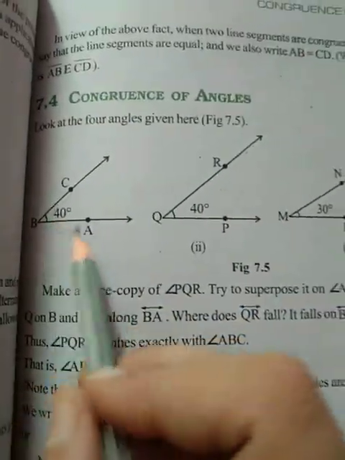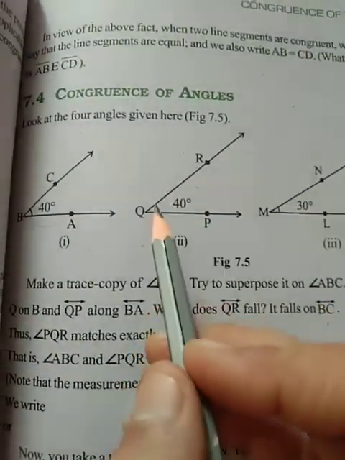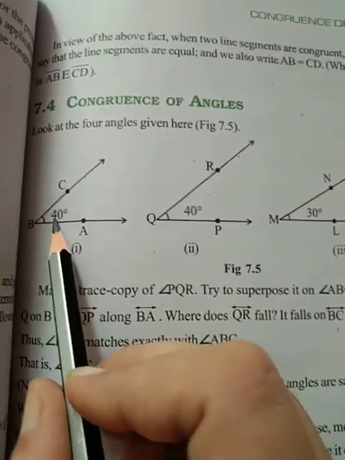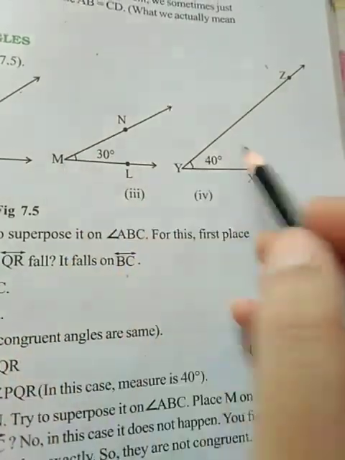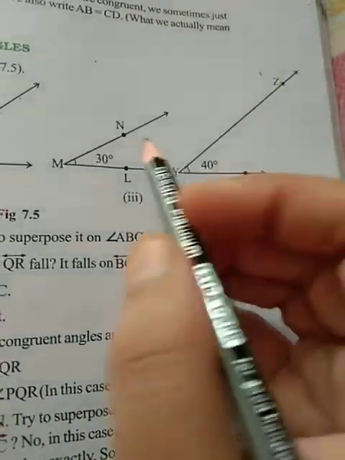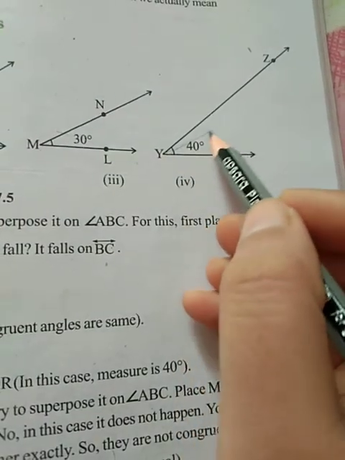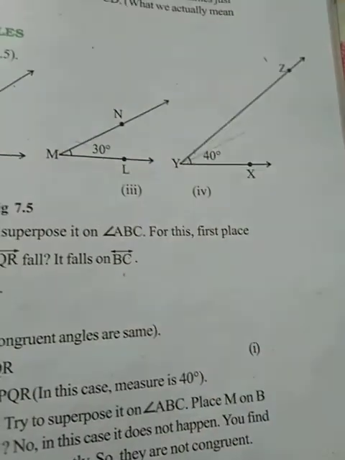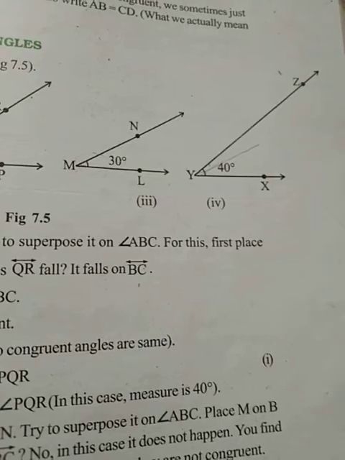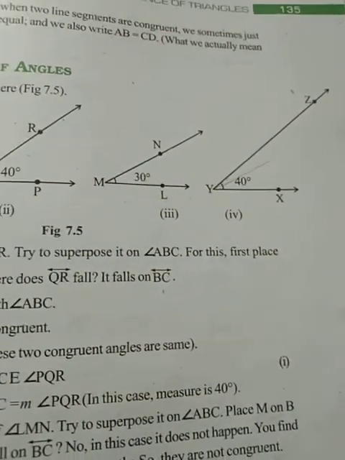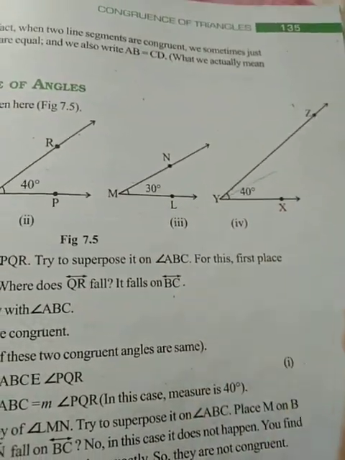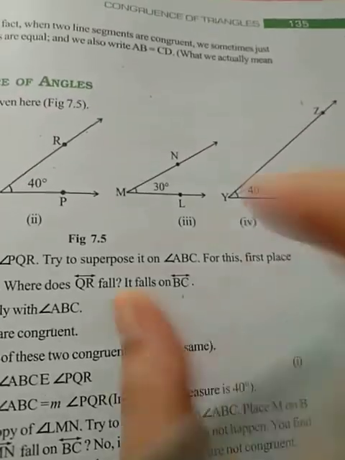Now congruence of angles. If this is 40 degree, and this is also 40 degree, this 40 degree will completely cover this 40 degree, so they are congruent. This 30 and 40, they are not congruent. Why? When you place this 30 degree, some space will be left here, the 10 degree. So they are not congruent.